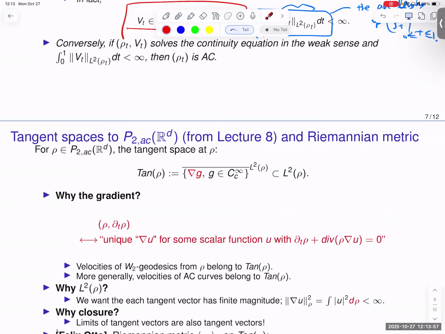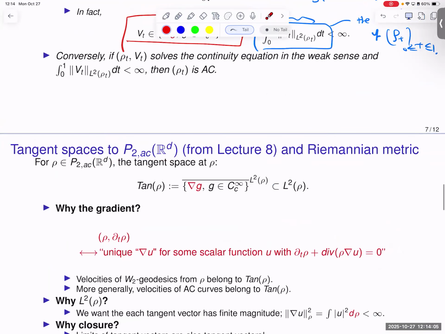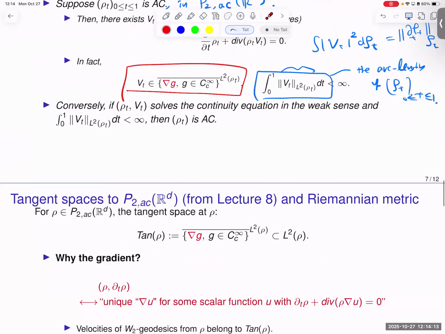So, what is the tangent space of this P2 of R^d? You already learned this actually. I'm just copying from this lecture note, lecture 8. So the tangent space is nothing but this closure in L2 of the gradients of compactly supported smooth functions.